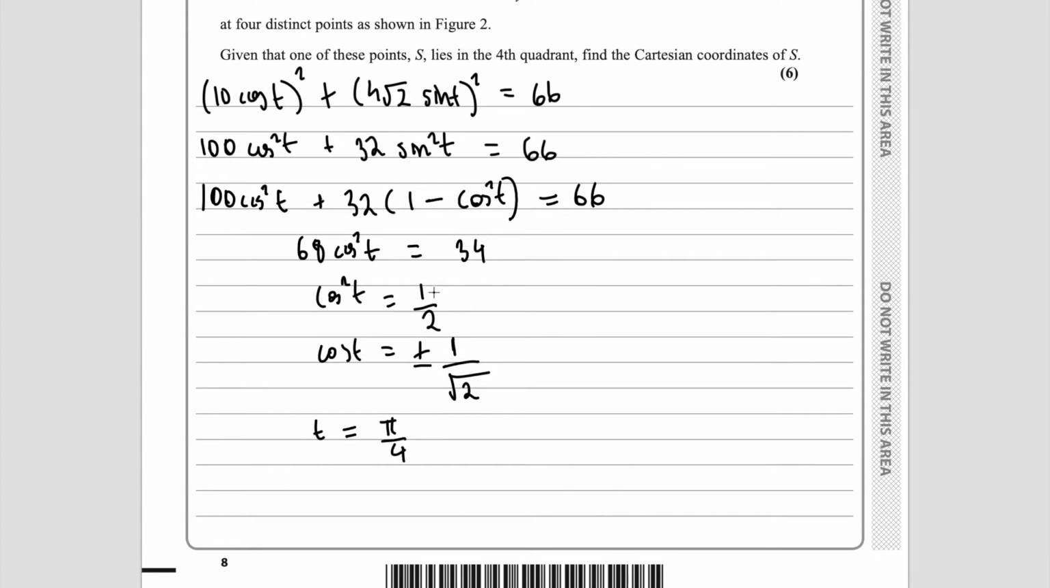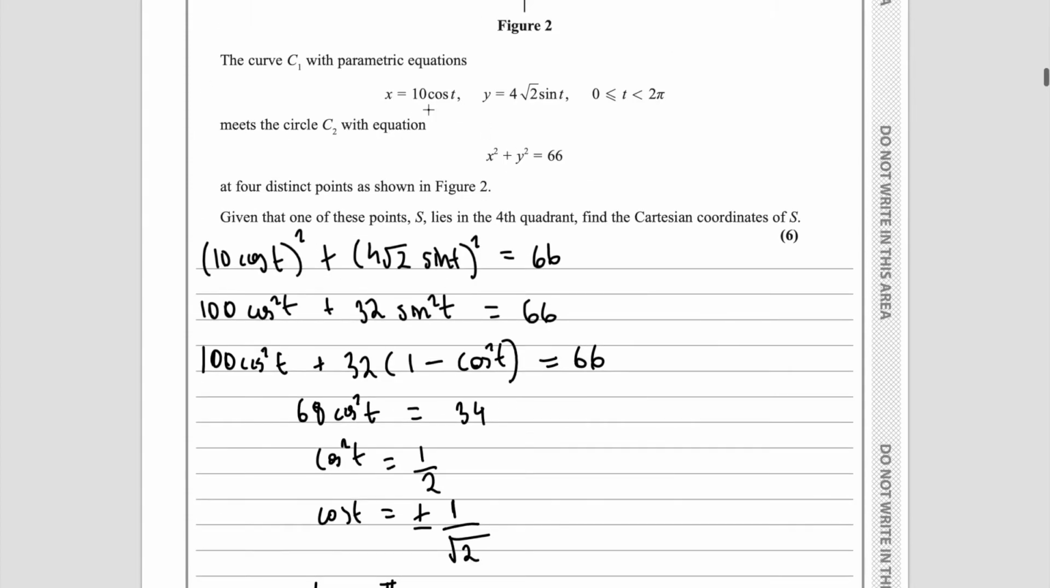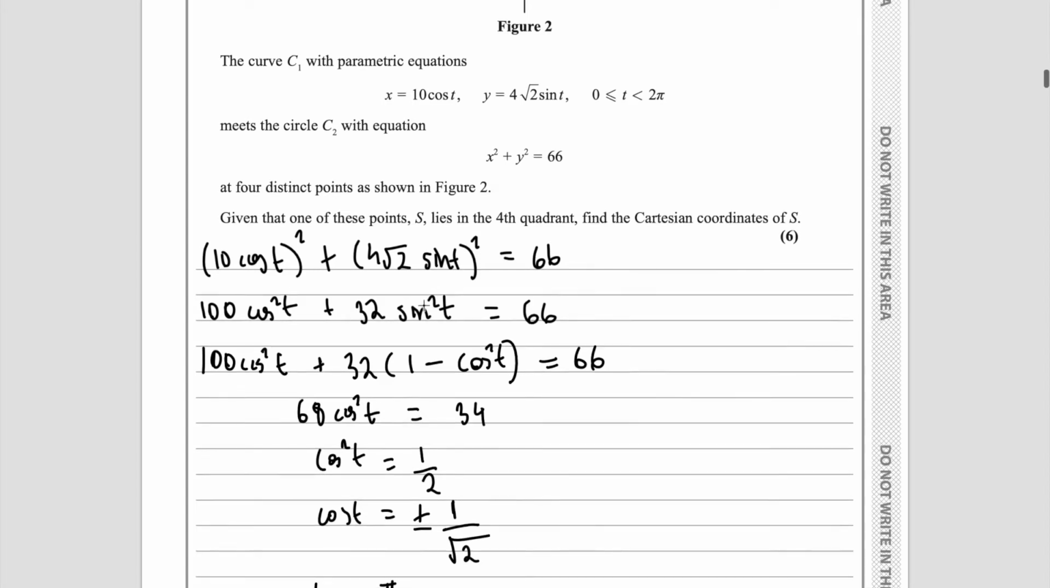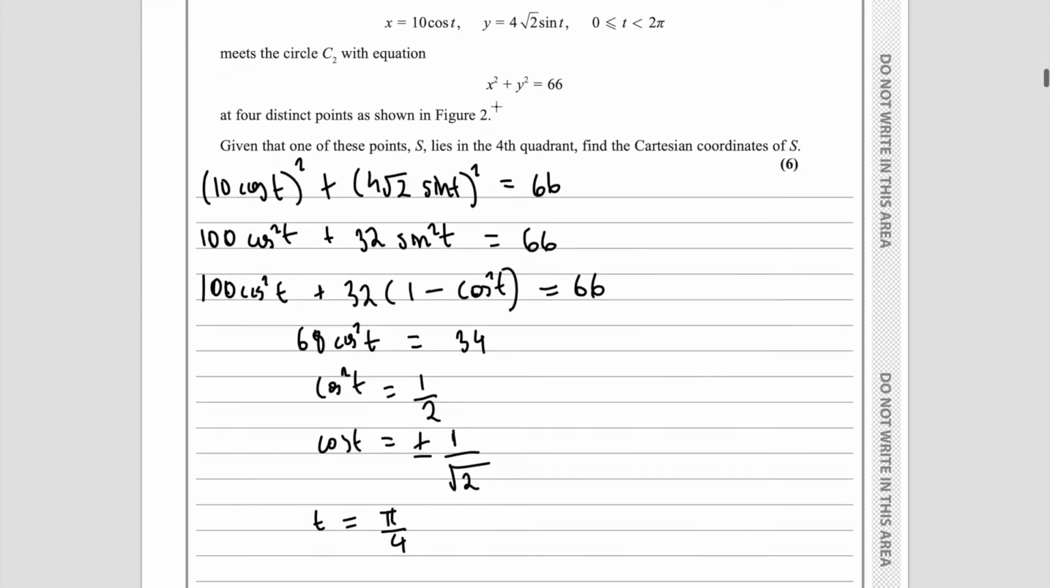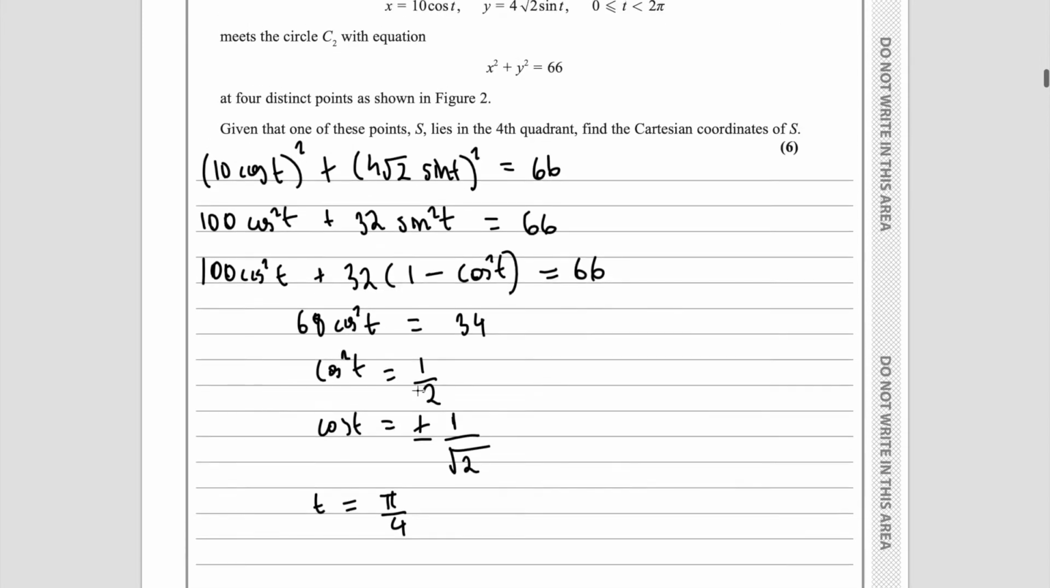Okay? And when we substitute it into these parametric equations here, we should be getting a positive value of x and a negative value of y, as I've mentioned, because the point of intersection that we're interested in is in the fourth quadrant. So x is going to equal 10 cos pi over 4, which is going to equal 10 times 1 over root 2, which is going to equal 5 root 2. And that's correct because that is a positive value.